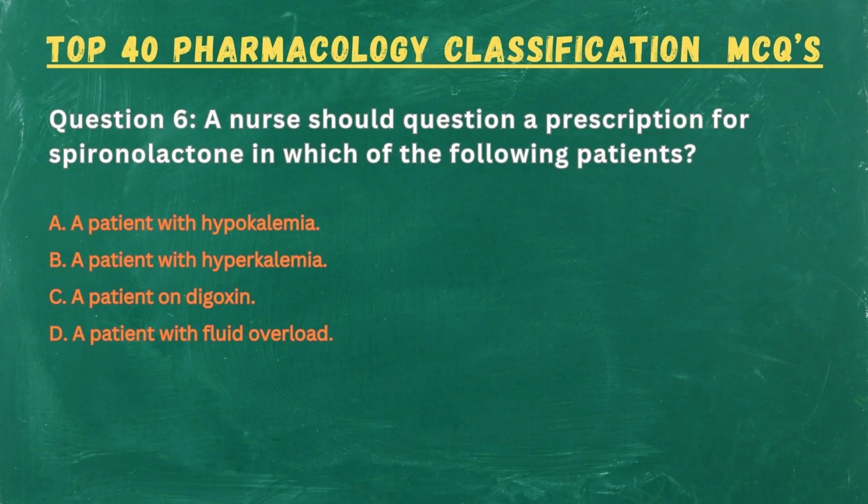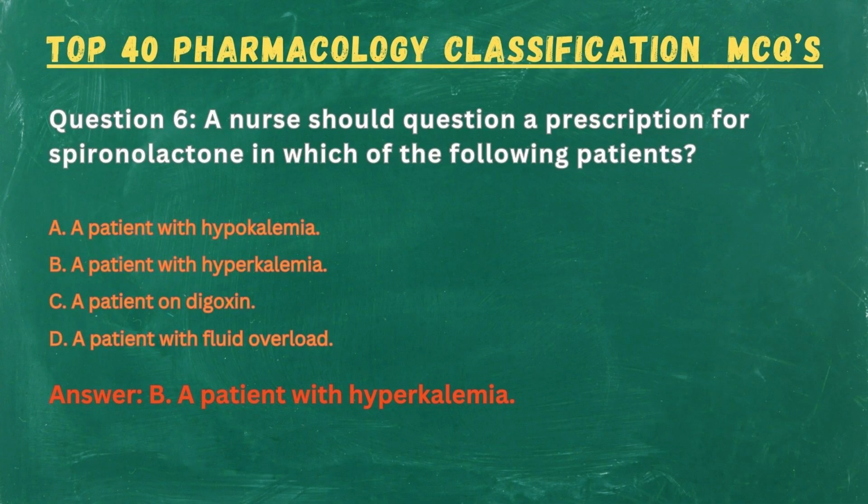Question 6. A nurse should question a prescription for spironolactone in which of the following patients? A. A patient with hypokalemia. B. A patient with hyperkalemia. C. A patient on digoxin. D. A patient with fluid overload. Answer: B. A patient with hyperkalemia.